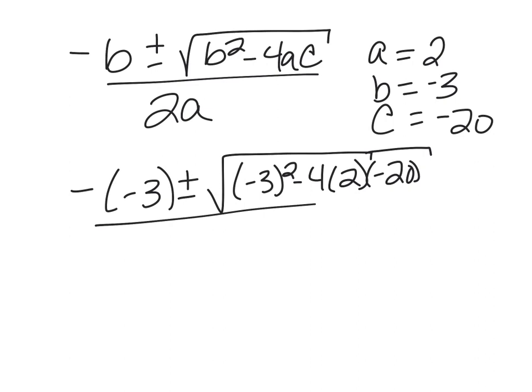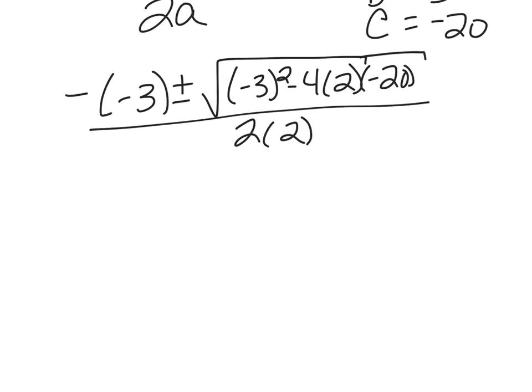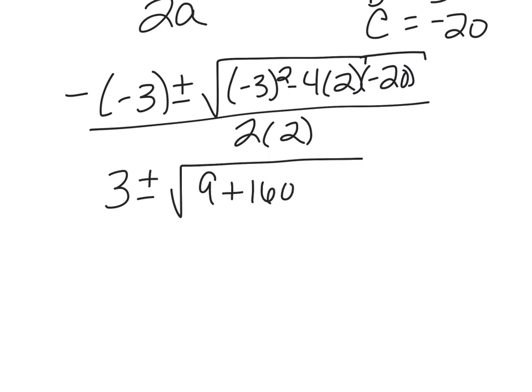Never make that long enough. All over 2 times 2. Okay, get some more space. So opposite of negative 3 is positive 3. So 3 plus or minus the square root of negative 3 squared is 9. Negative 4 times 2 is negative 8. Negative 8 times negative 20 is positive 160. 2 times 2 is 4.